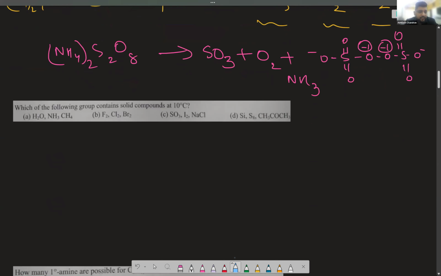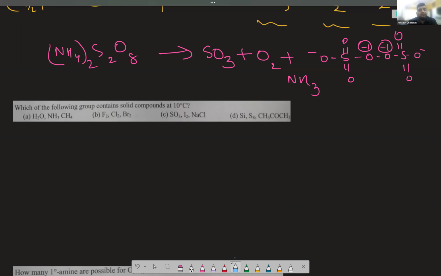The next question is a nice question. Kind of inorganic, yeah. Of course, information that you know from many different places is used here, to be honest. Which of the following groups contain only solid compounds at 10 degrees Celsius, right? So H2O is a liquid. Of course, at 10 degrees, we know H2O is a liquid, so that straight away goes out of the window. The next one, of course, methane is a gas and ammonia is a gas at 10 degrees Celsius. So none of these are solids in A option.